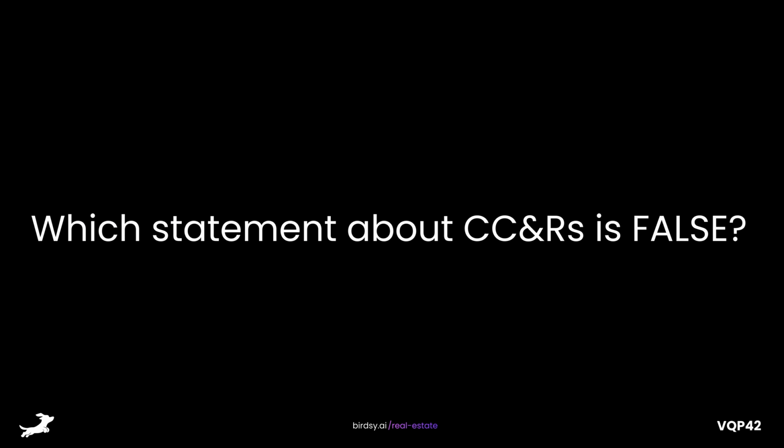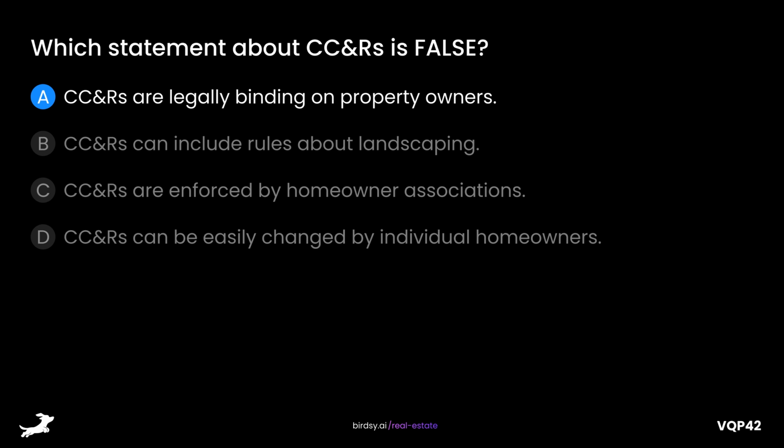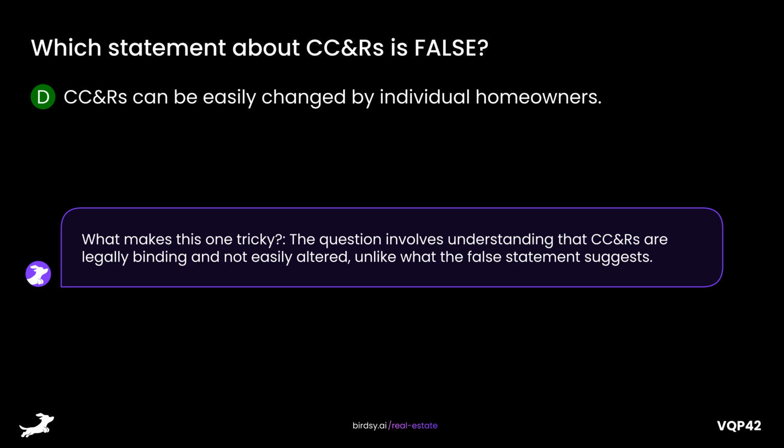Which statement about CC&Rs is false? Is it A, CC&Rs are legally binding on property owners? B, CC&Rs can include rules about landscaping? C, CC&Rs are enforced by homeowner associations? Or D, CC&Rs can be easily changed by individual homeowners? The answer is D. CC&Rs can be easily changed by individual homeowners. What makes this one tricky?